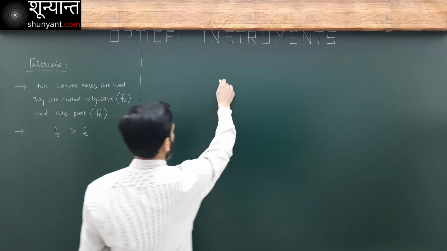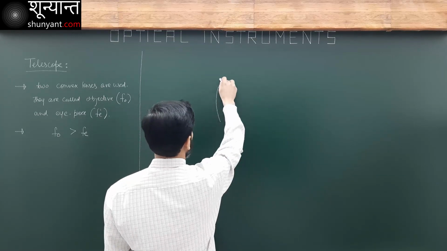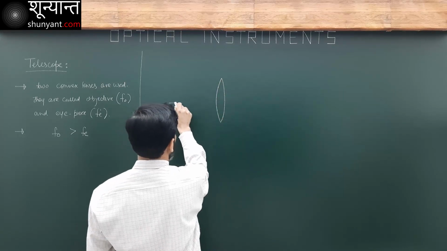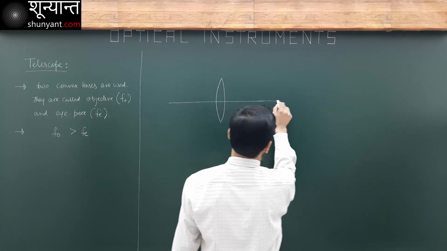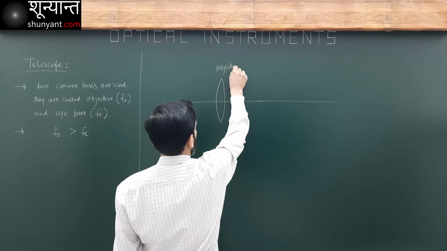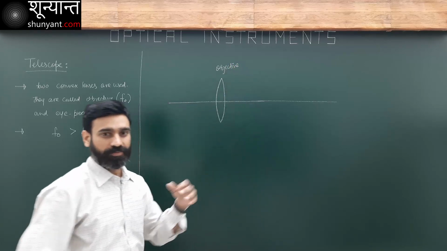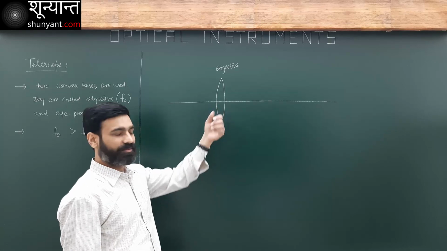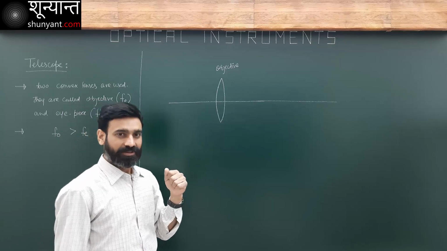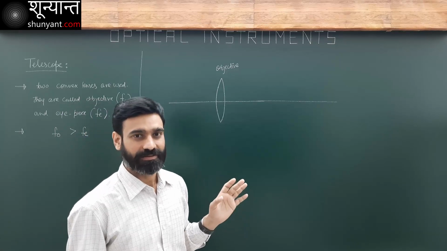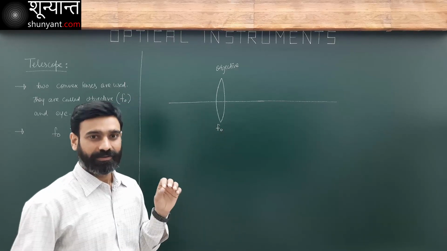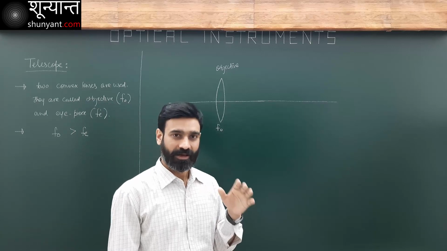I have one lens. This is my lens here. This is known as the objective. It is kept towards the object. I want to see the moon, so I will keep this lens directed towards the moon, which is essentially at infinity for the lens. Where will be the image? This is the objective focal length. When the object is at infinity, the image will be at the focus.